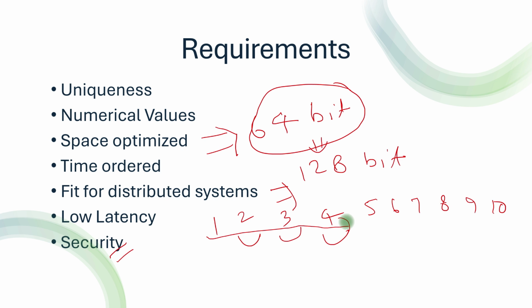The thing is that it should not be predictable. When the ID is predictable, it can be used by unwanted actors for purposes that are not intended. So that is one need that we have: our unique ID generation should be very secure in that sense. With these requirements in mind, let's see what are the available options that we have.